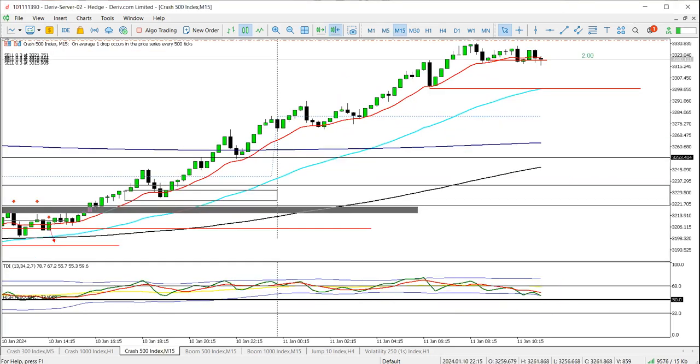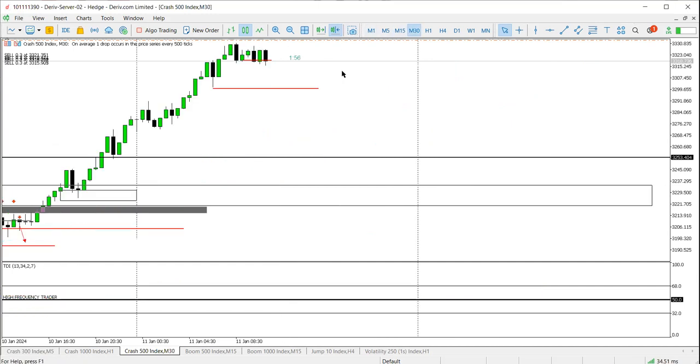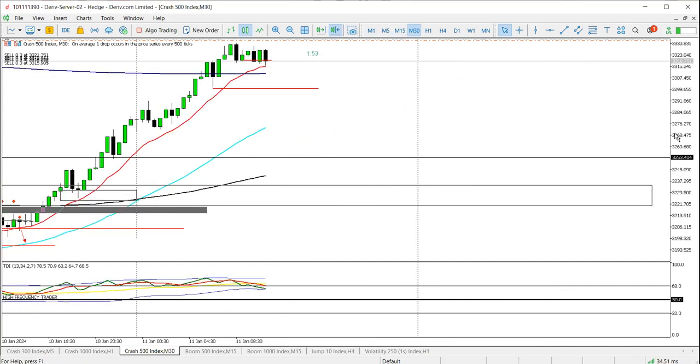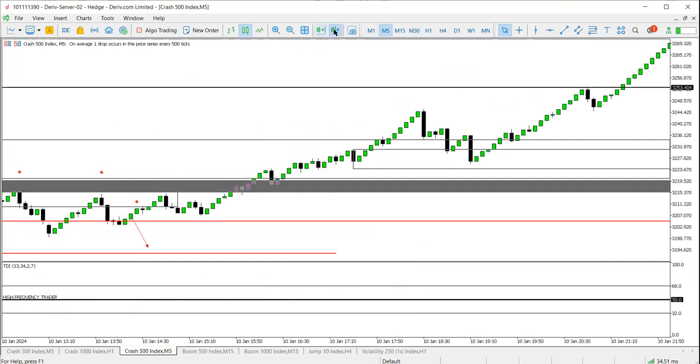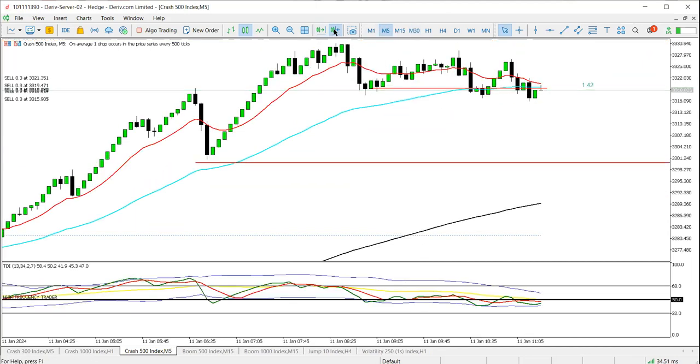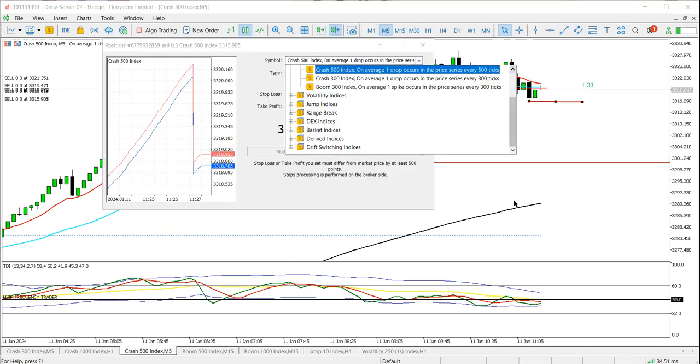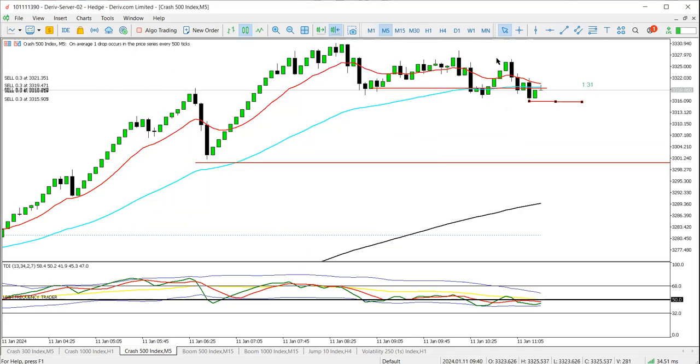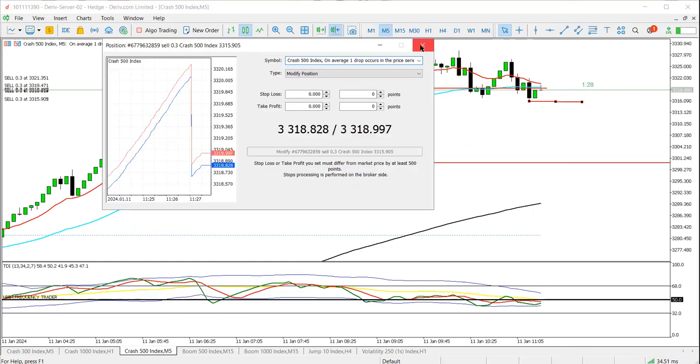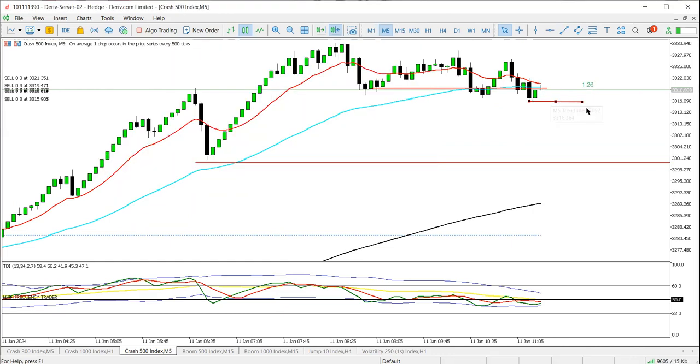Then C500, I'm still looking at it for sales, especially looking at how M30 is about to close within the next 2 minutes. So I would say C500 is also a trade to be paying attention to. I'll be looking forward to scaling again. As soon as we break the last sell candle on M5, I'm going to scale in. As soon as we close below that candle there, I'm going to scale in.